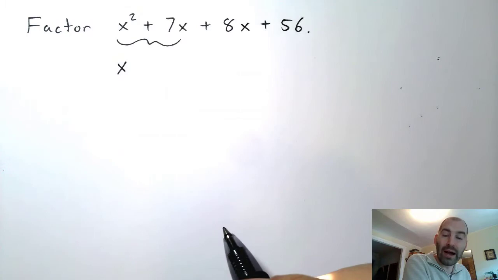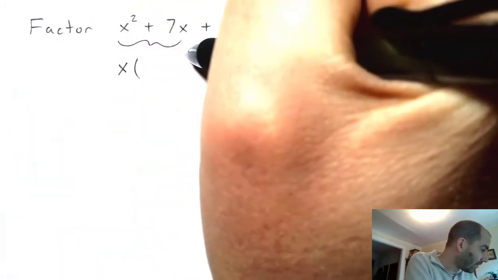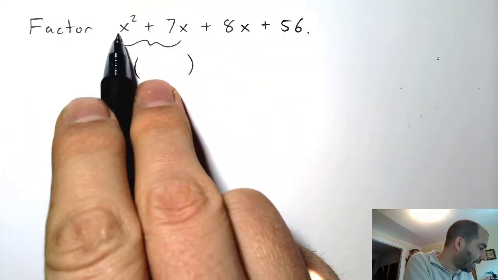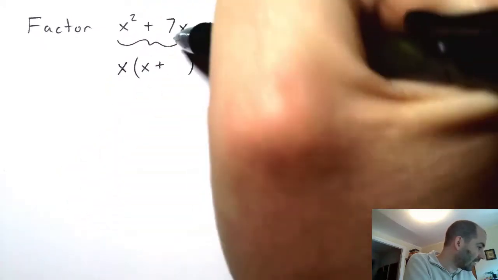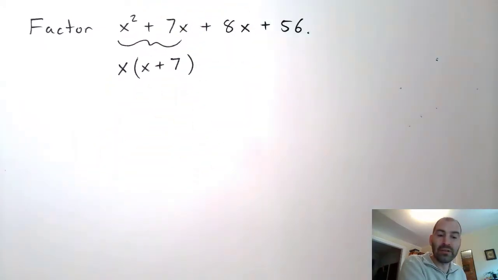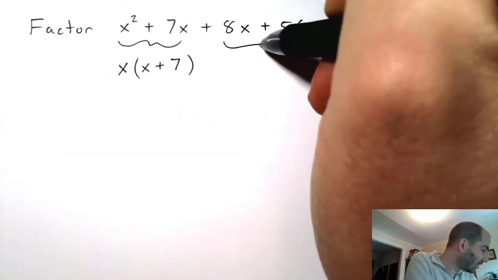Now if I factor out the x, what do I have? In other words, what do I multiply x by to get x squared? Well, it's x. What do I multiply x by to get 7x? Well, 7. So there we go. I've factored out the first group. Now let's do the second group.